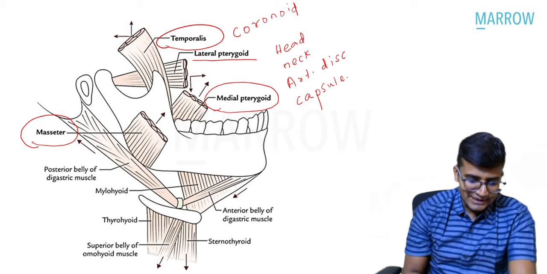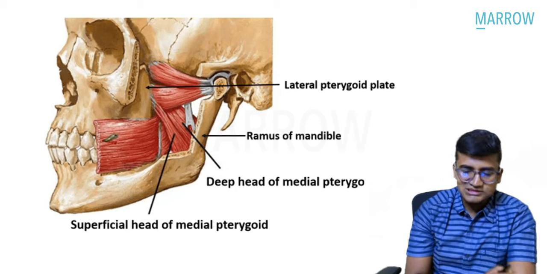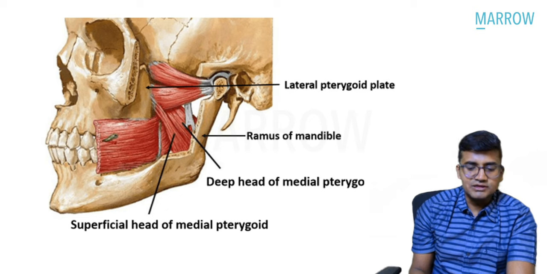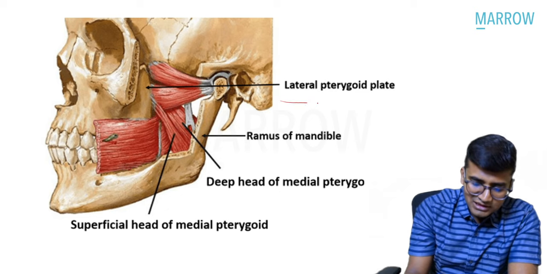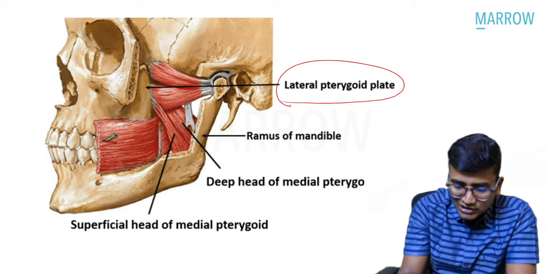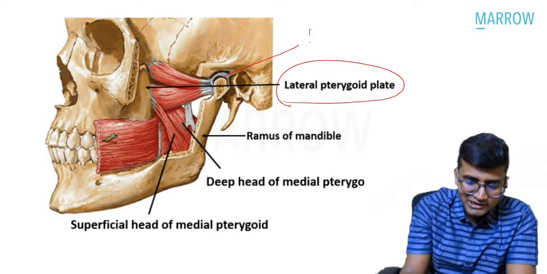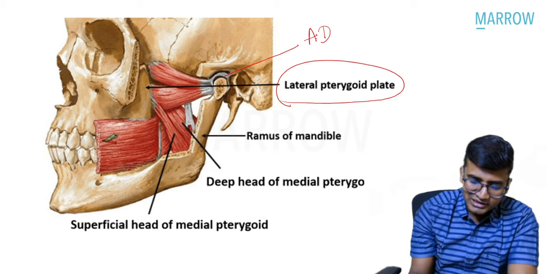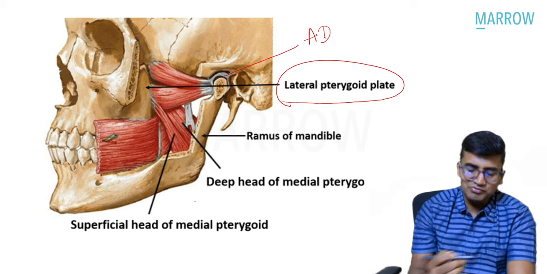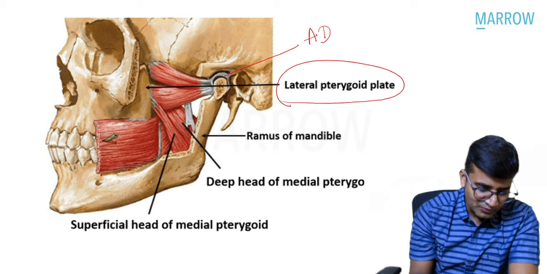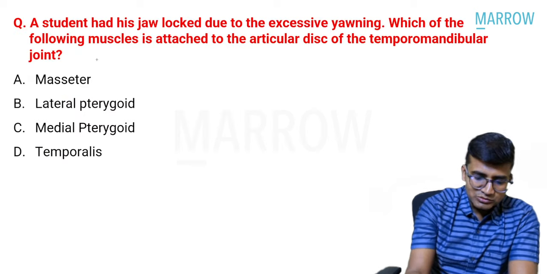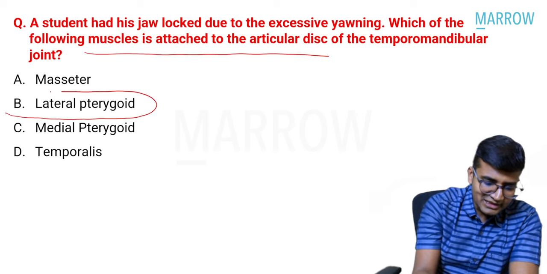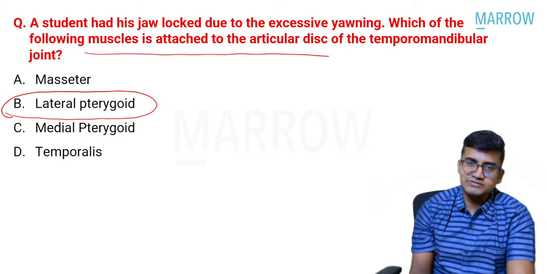Okay? Right. So now, see this diagram. In this diagram, we are seeing the lateral pterygoid muscle and the medial pterygoid muscle. Now, lateral pterygoid muscle attaches to the head, neck, and also the disc. Can you see this white structure here? That is our articular disc. And we are seeing the medial pterygoid attaching to the inner surface of the ramus of the mandible. So now, what is the answer for this question? Muscle attached to the articular disc. Answer is B, lateral pterygoid. And that is the answer for this question.